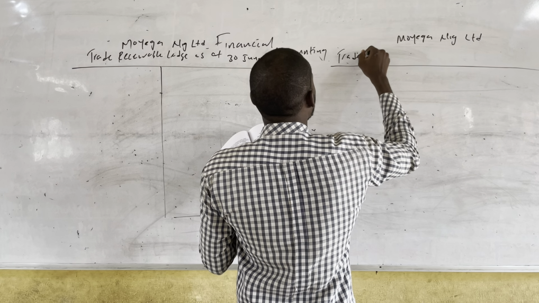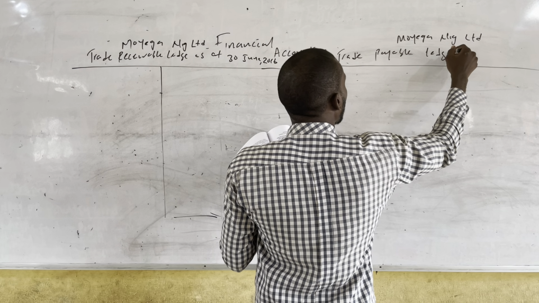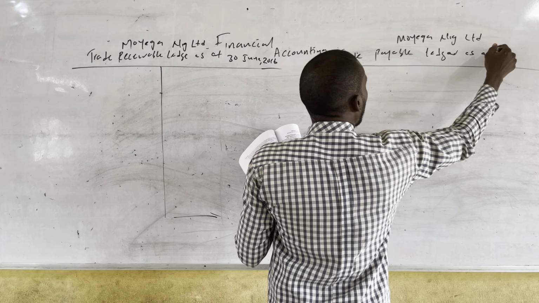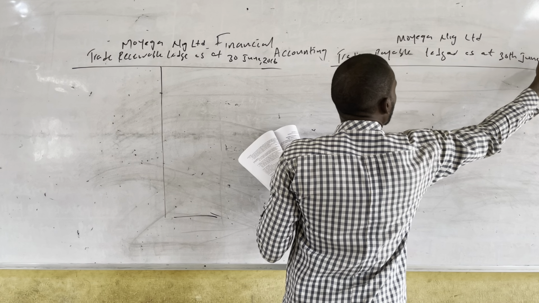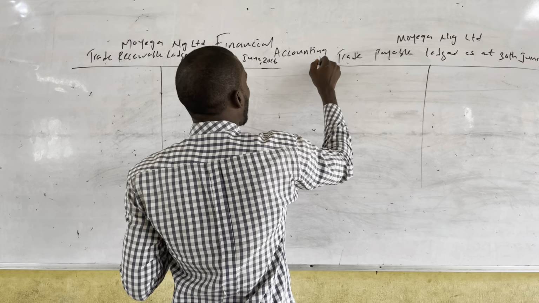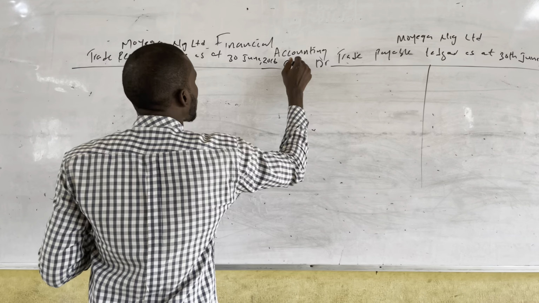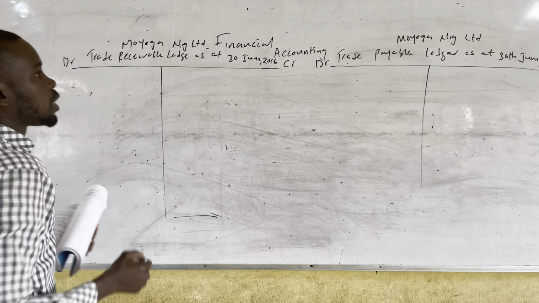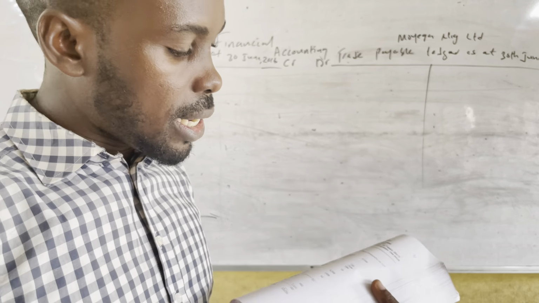Trade payable ledger, as at what? 30th June 2016. So don't forget your debits and your what? Credits. You get? So that's the first thing you have to do, because we must prepare the ledger.